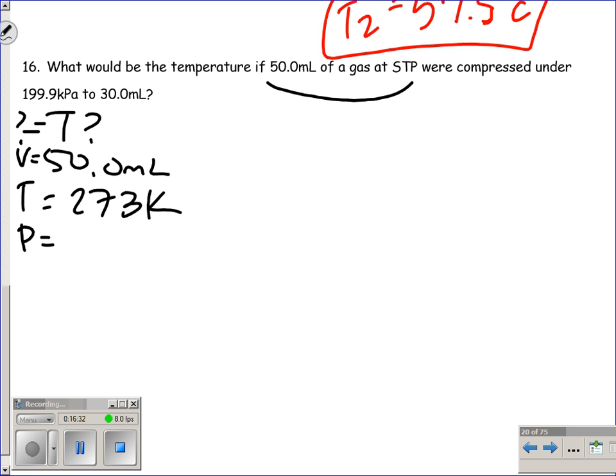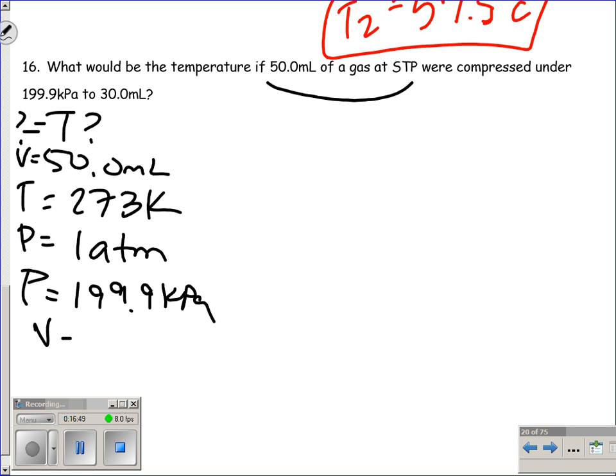273 Kelvin and 1 atmosphere. Okay, so we're compressed under this pressure, 199.9 kilopascals, to this volume, 30 milliliters. So what all went together? 273 and 1 atmosphere, and the 199.9 and 30.